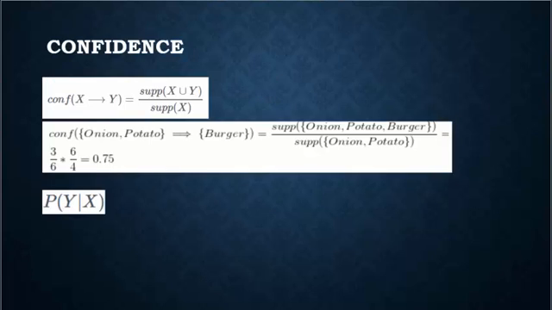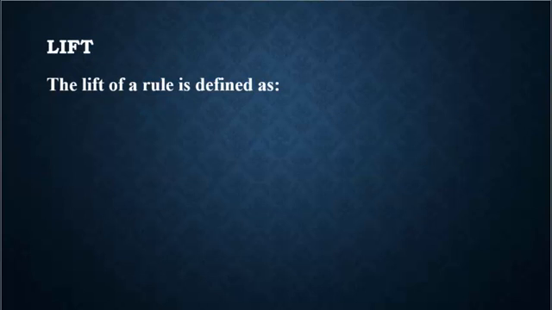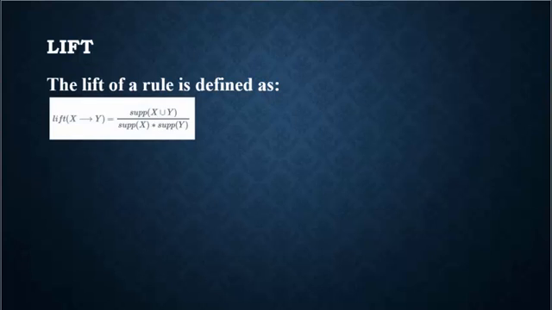Confidence can give some important insights, but it also has a major drawback. It only takes into account the popularity of the item set X and not the popularity of Y. If Y is equally popular as X, then there will be a higher probability that a transaction containing X will also contain Y, thus increasing the confidence. To overcome this drawback, there is another measure called lift. The lift of a rule signifies the likelihood of the item set Y being purchased when item X is purchased, while taking into account the popularity of Y.